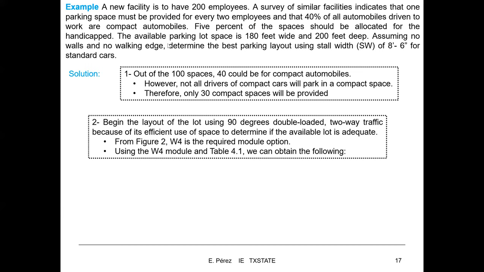Okay, so in this, we can start by looking at the number of spaces. So out of the 100 spaces, 40 could be for compact cars. However, not all drivers of compact cars will park in a compact space, and that's typically what we observe. Therefore, we are gonna design only for 30 compact car spaces in this example. Then we're gonna begin the layout of the lot using 90 degrees double loaded two-way traffic because of its efficient use of space to determine if the available lot is adequate. So from figure two, W4 is the required module option.